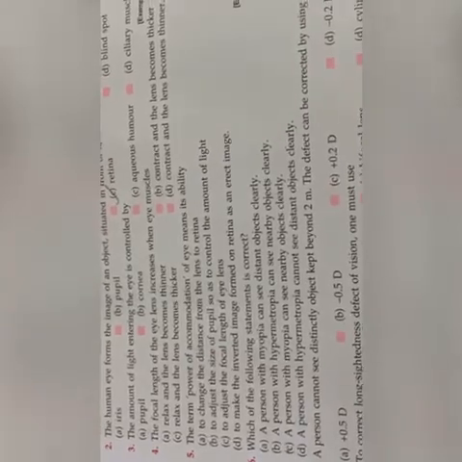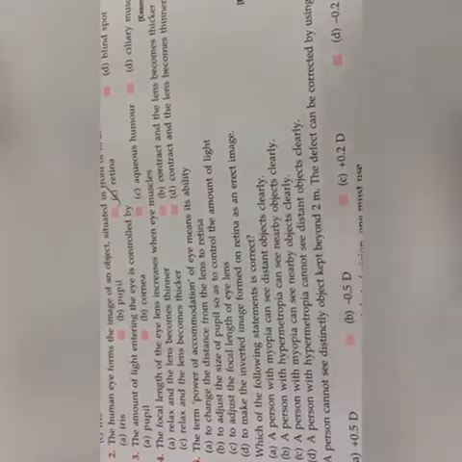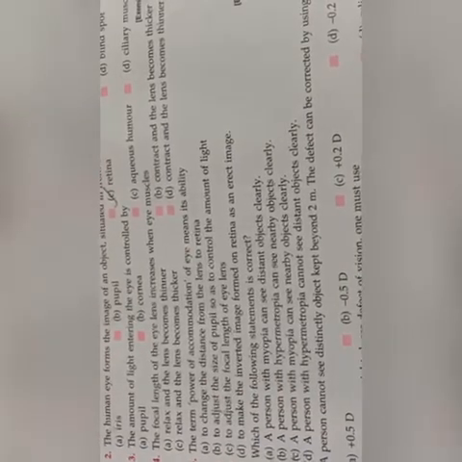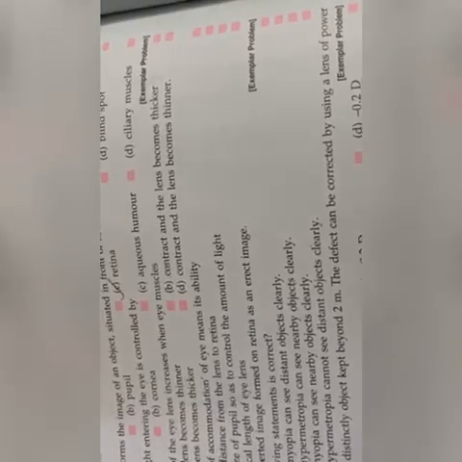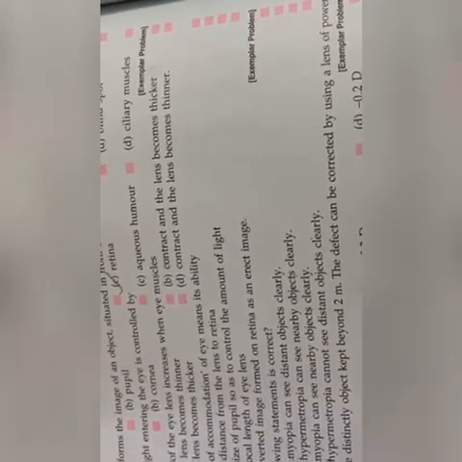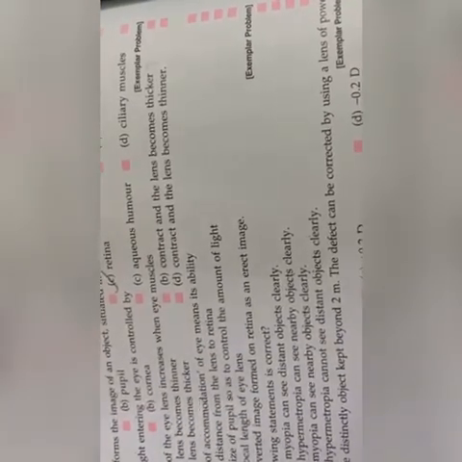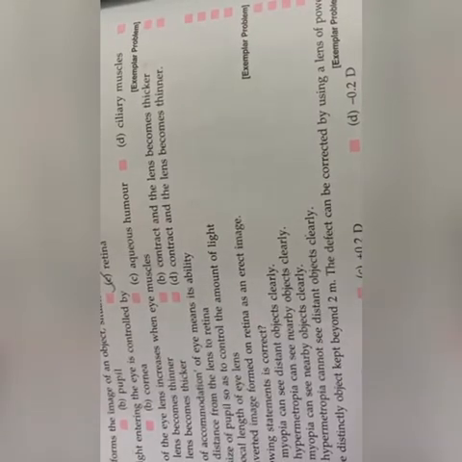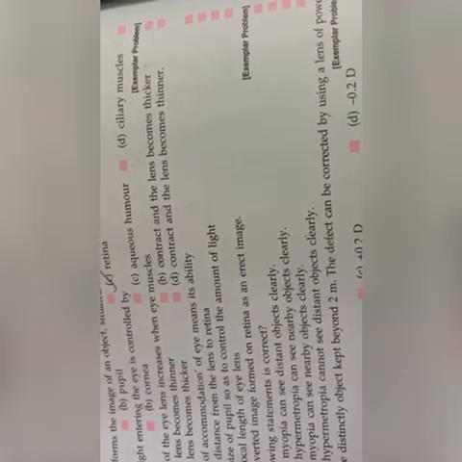Third question, the amount of light entering the eye is controlled by: first option pupil, second option cornea, third option aqueous humor, fourth option the ciliary muscles. So the light entering the eye is controlled by the pupil.